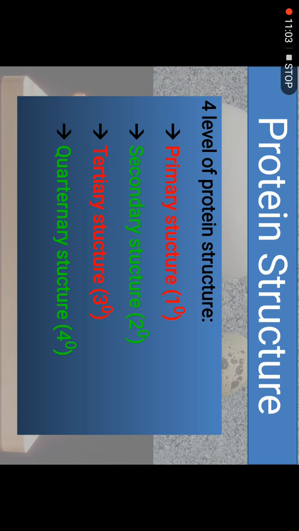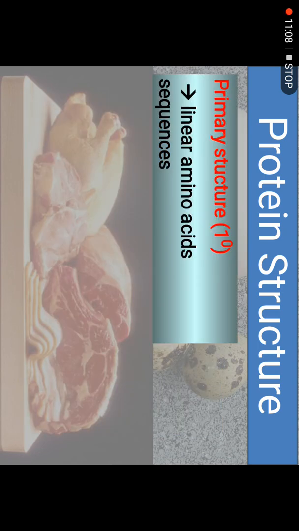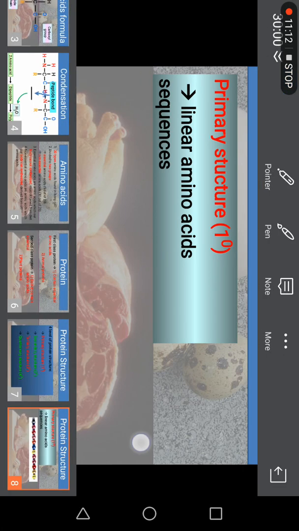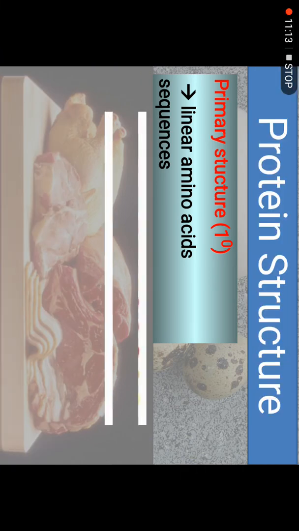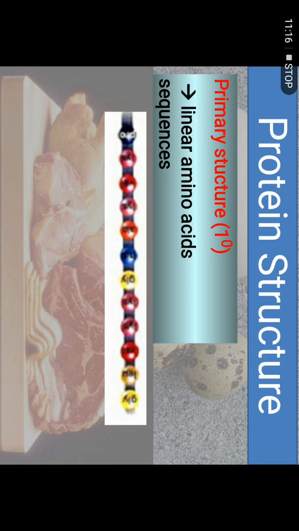So we will go in, like, primary structure. Primary structure is when the amino acids link one by one into a long chain, just like a necklace. The beads on the necklace: one amino acid linked to another amino acid, another one, and another one.